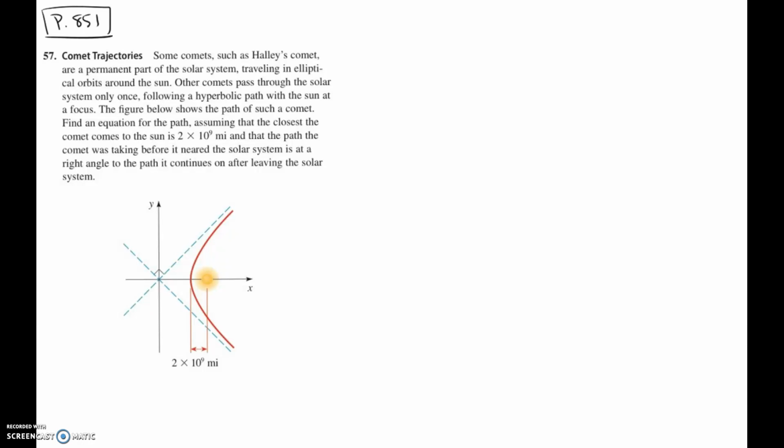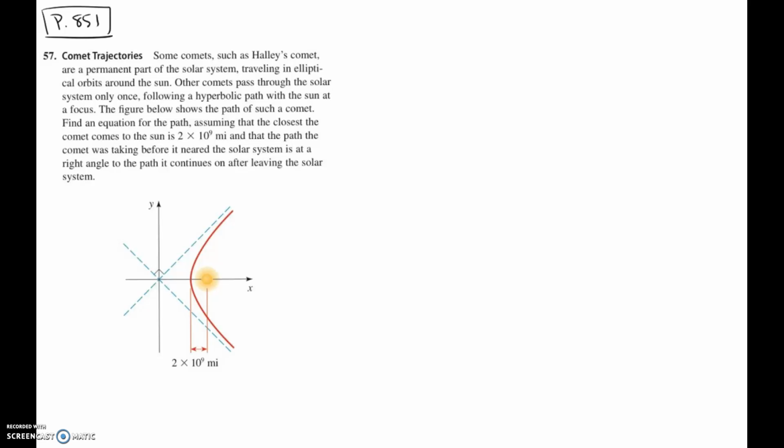All right, number 57 on page 851. Just talking about comets. Some comets, such as Halley's Comet, are a permanent part of the solar system, traveling in elliptical orbits around the sun. Other comets pass through the solar system only once, following a hyperbolic path.